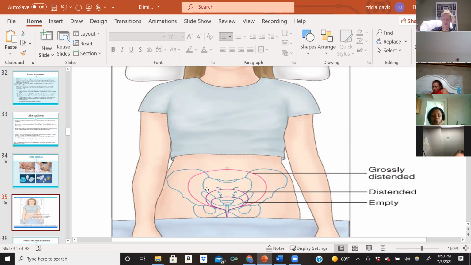So your bladder cannot continue. It's like a balloon. Eventually it's going to pop. And that's a really bad sign. A patient can die if that happens. So you want to prevent the rupture of someone's bladder.